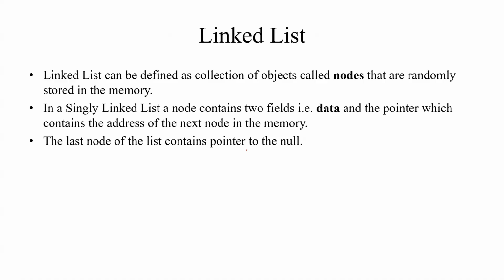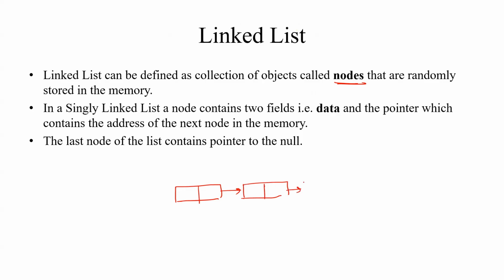In this video, we are going to discuss the linked list. So a linked list is a linear data structure which can be defined as a collection of objects called nodes. These nodes are randomly stored in the memory, unlike an array. In an array, we have contiguous memory locations, but in a linked list, we will have randomly stored memory locations.